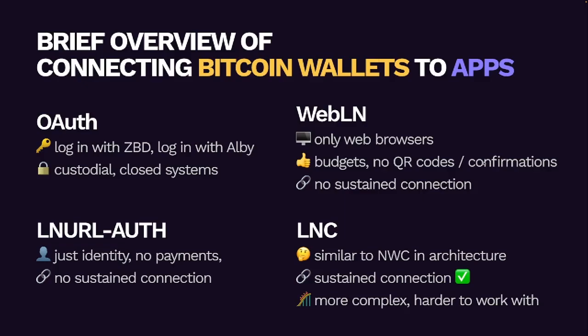There's also LNC, which is Lightning Node Connect, and this is actually very similar in architecture to NWC, which I'm going to describe in a second. It allows for sustained connection between apps and wallets, but for some reason it didn't catch up. It seems to be more complex and harder to work with, and only LND supports it now. They developed it and only they support it. So the advantage of NWC is that it's just stupid simple to work with compared to LNC.